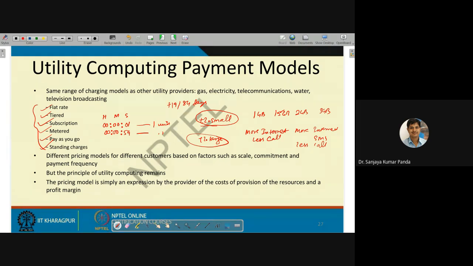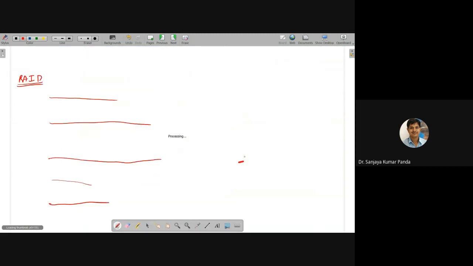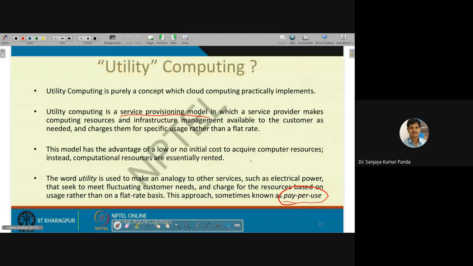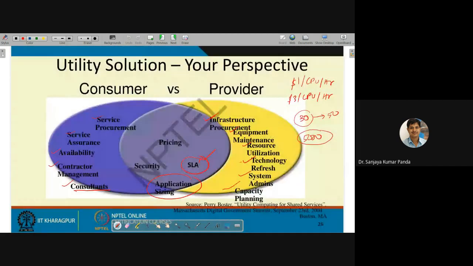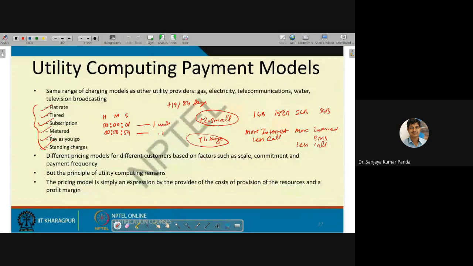Based upon your usage, you can decide. Based upon subscription, you can decide. Based upon, let's say, your organization need, you can select one payment method. So different pricing models for different customers based on factors such as scale. Scale says that suppose today you are using a small instance, tomorrow you have decided to go for a large instance. So based upon scale, you can decide which one is better.